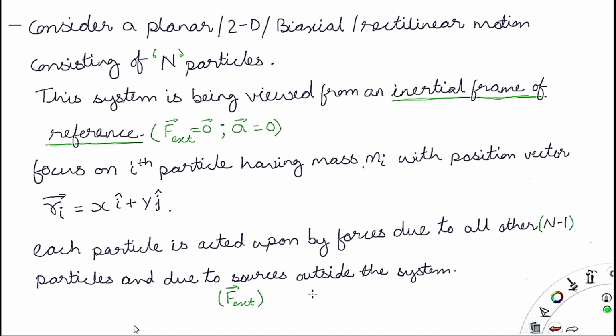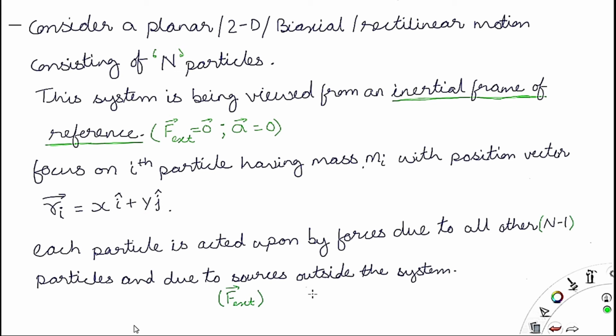Now we have to focus on the kth particle of mass mk with position vector rk. Each particle is acted upon by forces due to the other n-1 particles and due to forces outside the system. So now when force is acting on the system, it is not an inertial frame of reference. Only the frame of reference from which this motion is being viewed is the inertial frame of reference.